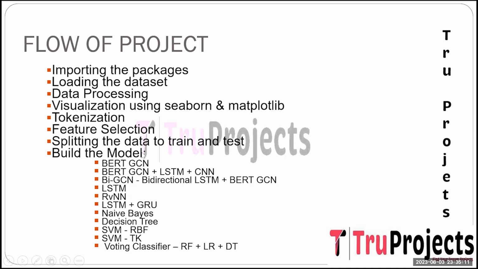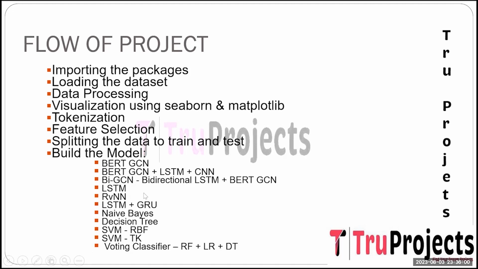The next step is building the model. Here various models are built, and the first one is BERT-GCN. The combining of Bidirectional Encoder Representations from Transformers and the Graph Convolutional Network. This model taps into both contextual language understanding and graph-based relationships. And the next one is BERT-GCN plus LSTM plus CNN. It is an extension of the previous model. This architecture incorporates long short-term memory and a convolutional neural network. LSTM captures the sequential dependency in the textual data, while the CNN excels in recognizing local patterns. This amalgamation ensures comprehensive feature extraction, benefiting rumor detection in complex contexts.